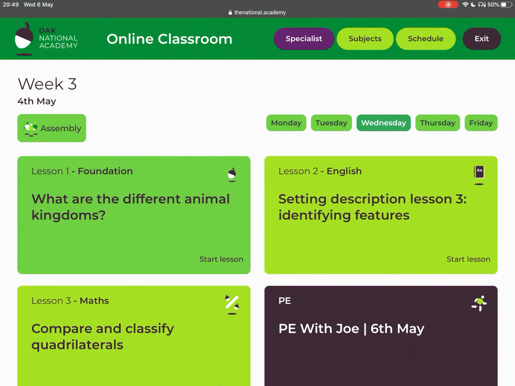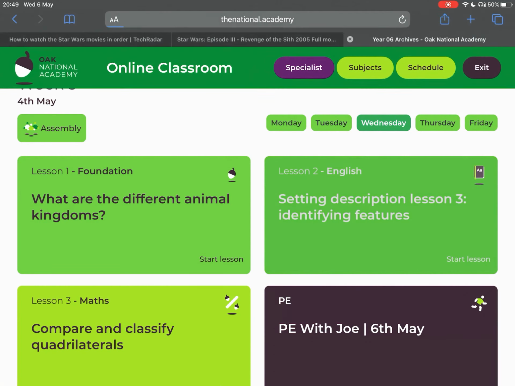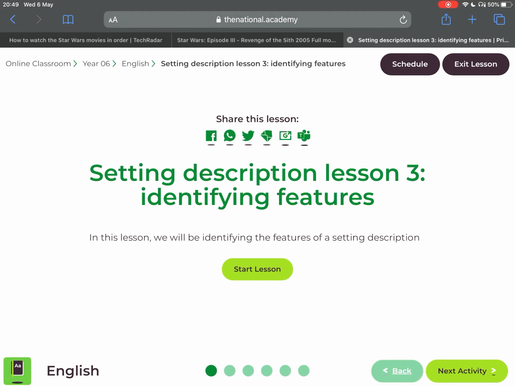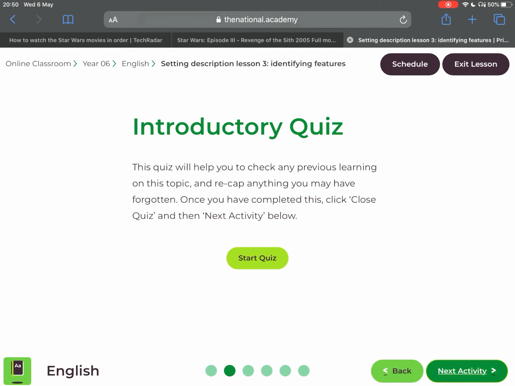So then you would have lesson 2, which is English setting description. In this lesson, you're going to identify the features of a setting description in preparation for Friday, where you're going to write your own.